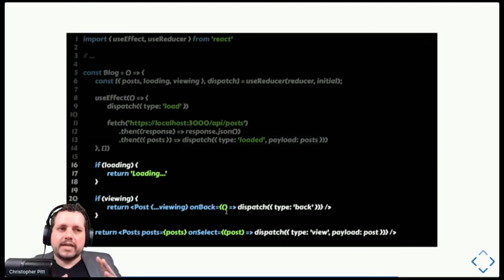Maybe the post view component that we've got has a little X in the top right corner. And how do we make sure that when someone clicks on that, it tells the reducer, hey, we're going back to the posts list page? Well, you can pass in a callback that dispatches that action that we care about. And then this post component, when that X button is clicked on, can call the prop that it got for onBack. Similarly, when we've got a list of posts and we select one, we can dispatch an action that says, okay, this action's type is view because we're viewing a post, and this is the post that we're viewing.